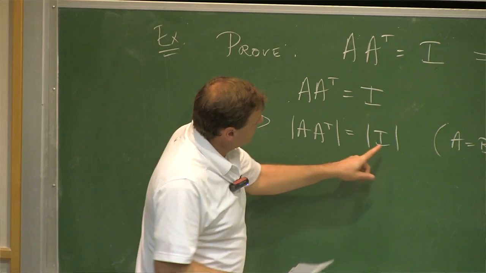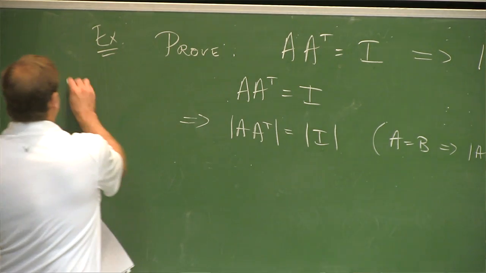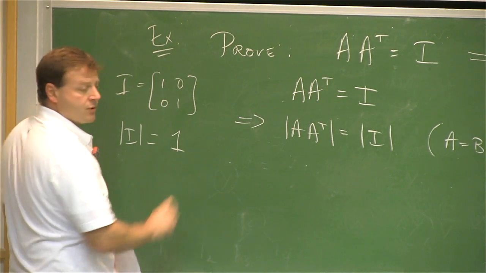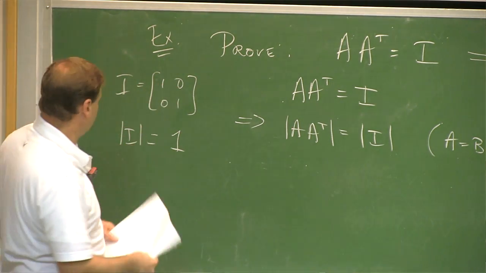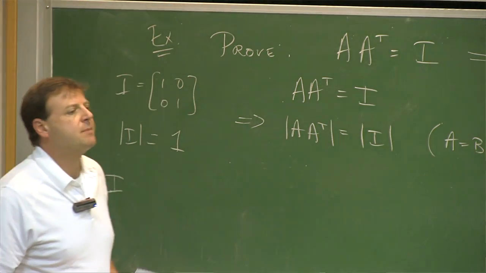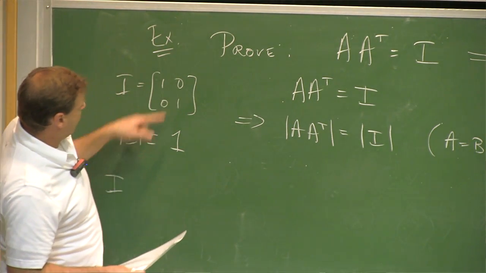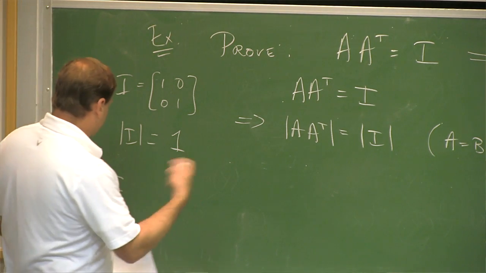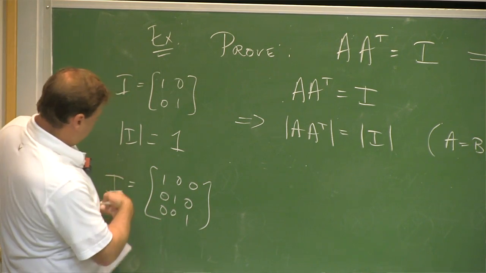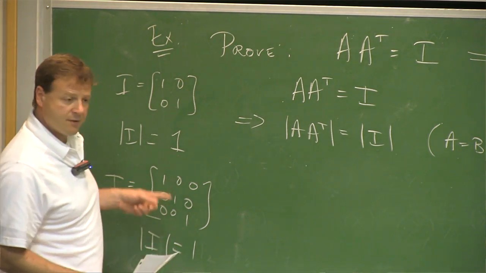Well, this is good because what's the determinant of I? If I is 1, 0, 0, 1, then the determinant of I is just 1 times 1 minus 0. Remember I told you that the identity matrix behaves like the 1 in this world. So the area is going to be 1, or the volume is going to be 1, or the determinant is equal to 1. But you can just see that with a couple of practice examples. If I have the identity as a 3 by 3, its determinant is 1. You can even see it right away in your head.